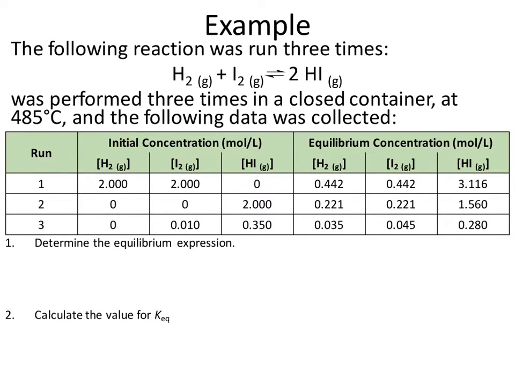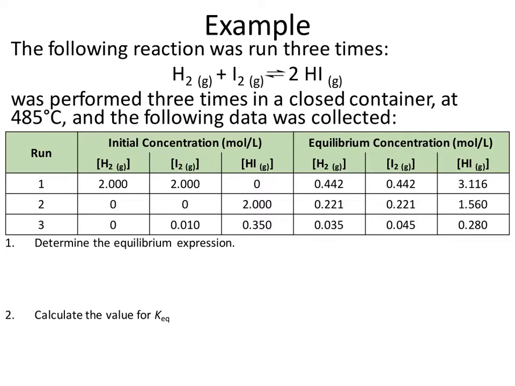In our first trial, we had 2 molar of H2 and 2 molar of I2. In our second trial run, we wanted to see if we'll establish equilibrium if we start off with our product rather than our reactant. So we start off with 2 molar of this, and then here we mixed it up a little bit. We started with 0.01 and 0.35.